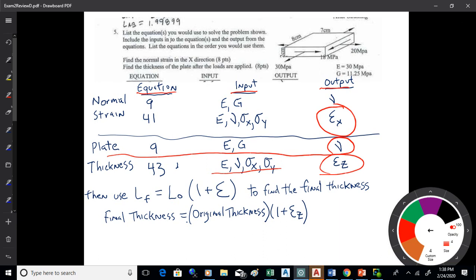All right. Then the last thing I would do, I would use this formula here, which I don't give you normally, so I just wrote that down. You just find the final thickness by taking the original thickness, which is the 2 centimeters, times 1 plus epsilon z. So there's an example. I've done that in the past just because I felt like I was putting too much stuff on there and it was just too much time to do the calculations.